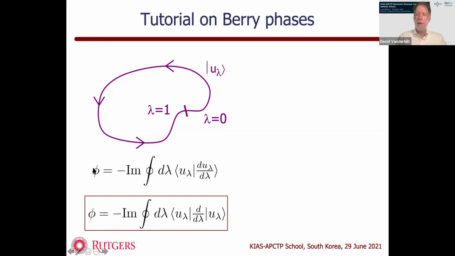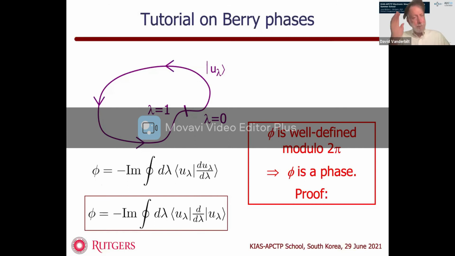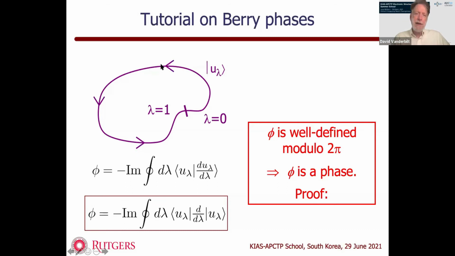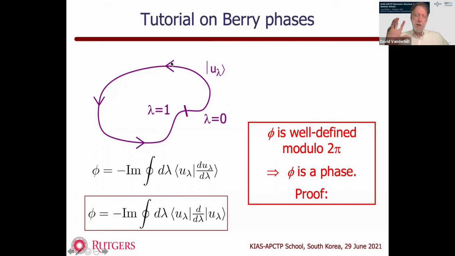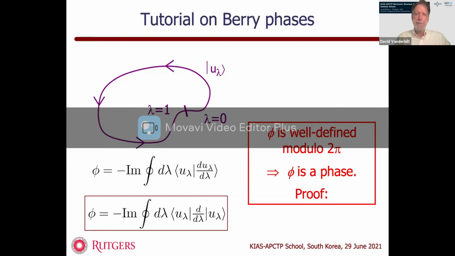And why is this a useful thing to do? First of all, I should point out that at different points along this loop, at different lambda, the phase of this wave function at each different lambda is free. I can take any wave function, multiply it by an overall phase, and it still represents the same physical state. So that freedom is called the gauge freedom. But this object, this Berry phase, is well defined in spite of that gauge freedom. If I change that gauge, then phi does not change, or at least it does not change modulo 2 pi, which means it does not change if I regard it as a phase angle. So let me explain that mathematically.